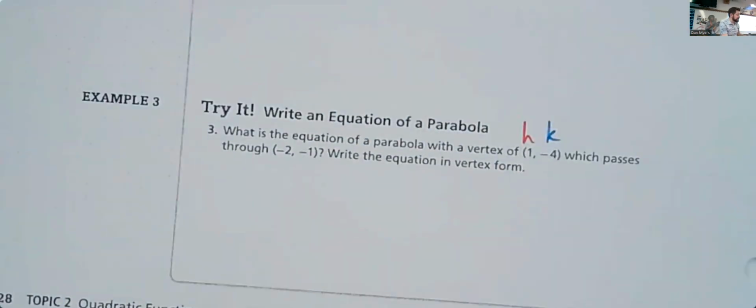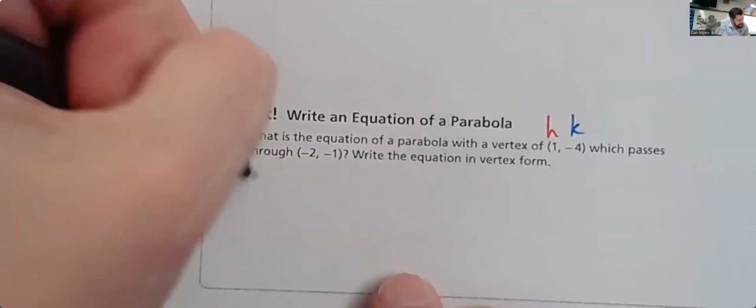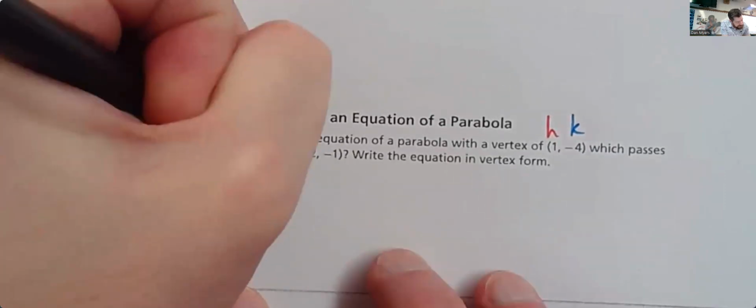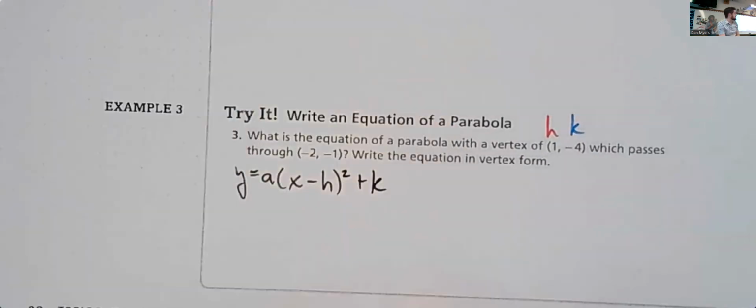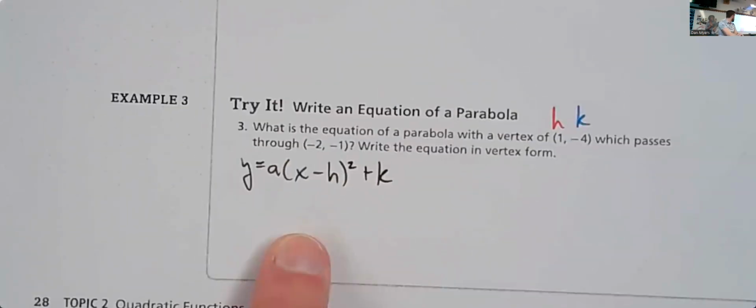I'm going to write y equals. So for now, I just want you to write this down. Y equals A times X minus H squared plus K, just like that. This is vertex form, but instead of f of X, we're using Y.